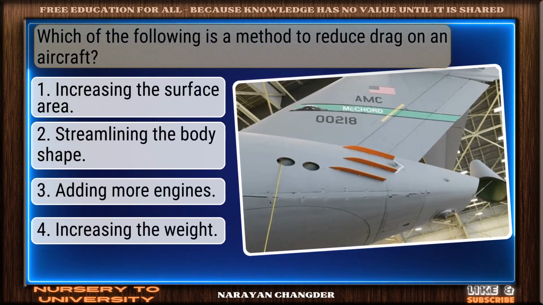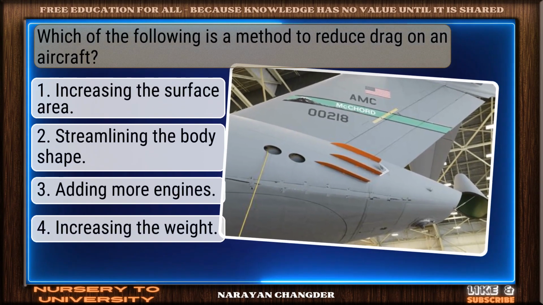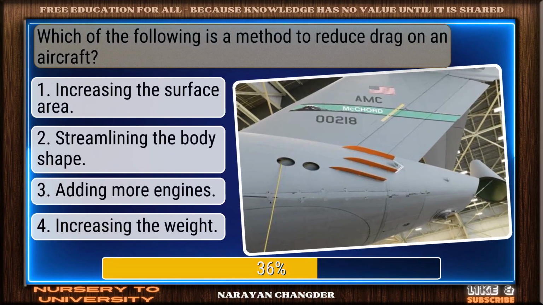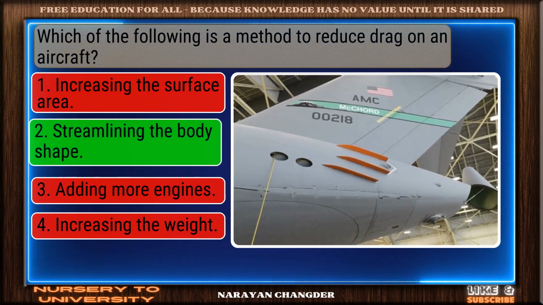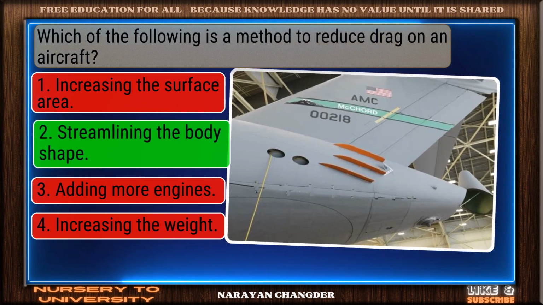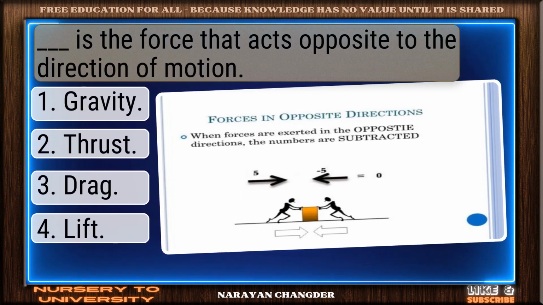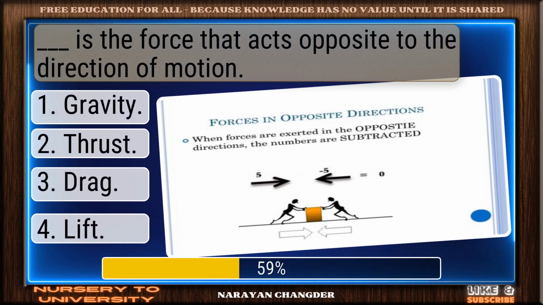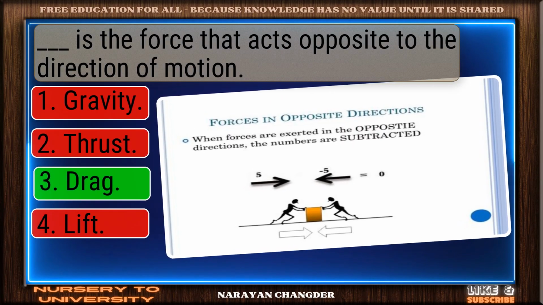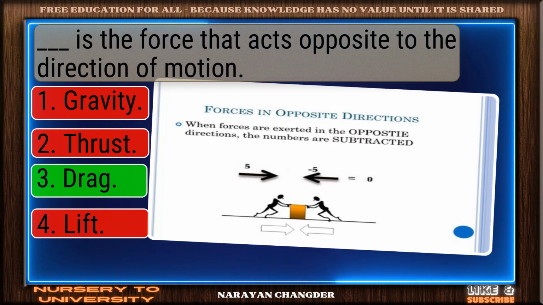Which of the following is a method to reduce drag on an aircraft? Perfect. Streamlining the body shape is the correct choice. Dash is the force that acts opposite to the direction of motion. Bravo! Drag is the answer.